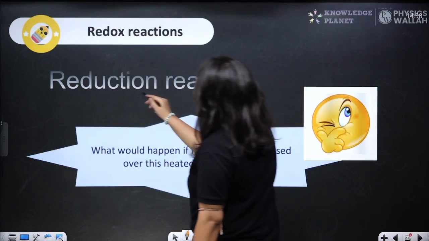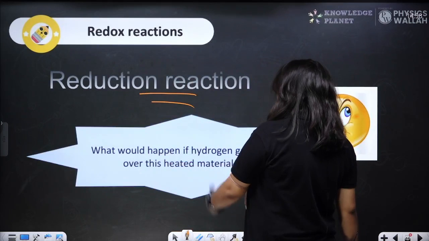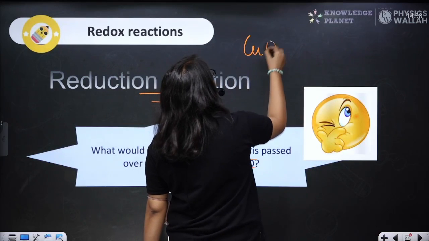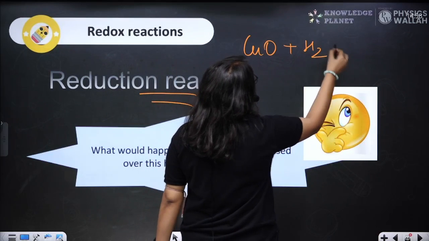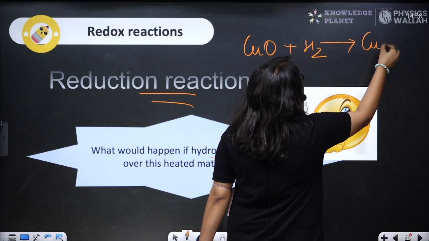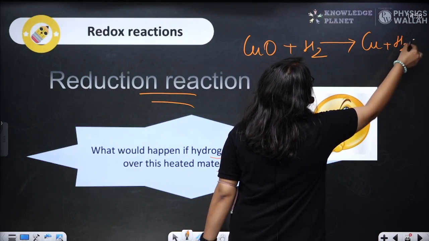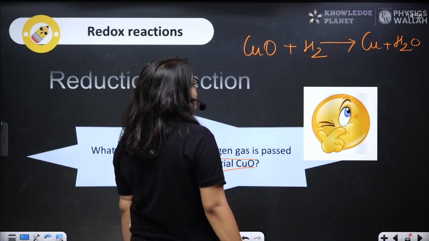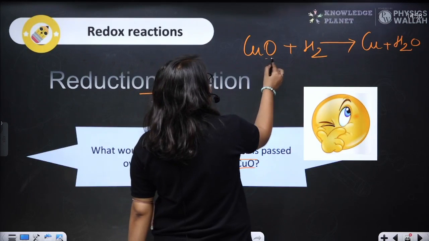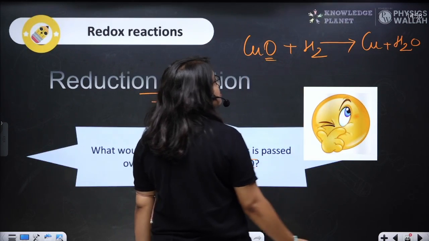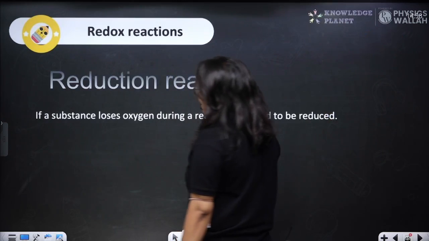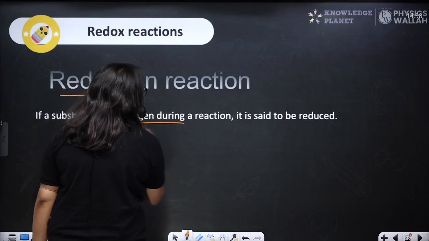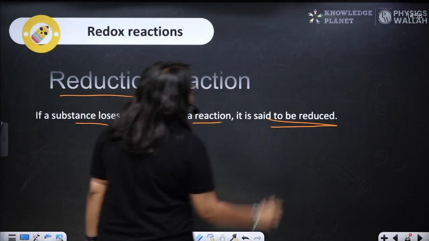Now talking about reduction reaction. Now what does it say over here? What would happen if hydrogen gas is passed through CuO? So when I take CuO and over this I am passing hydrogen gas, I get copper plus H2O. Now what is happening over here? The oxygen is being removed from copper and it is being added to hydrogen. So what do you observe? Such reactions are known as reduction reaction. That is, when a substance loses oxygen during a reaction, it is said to be reduced.